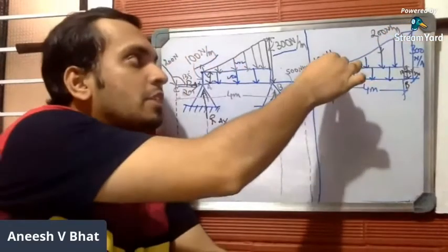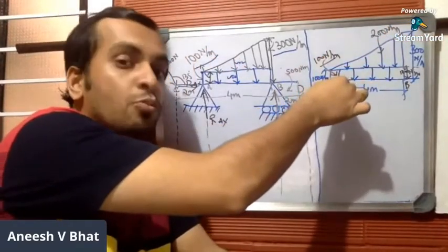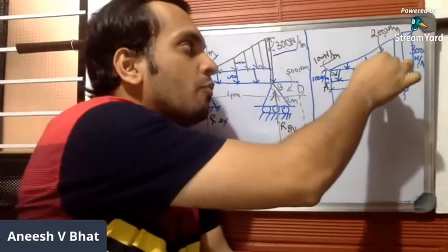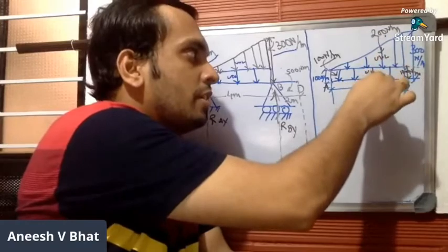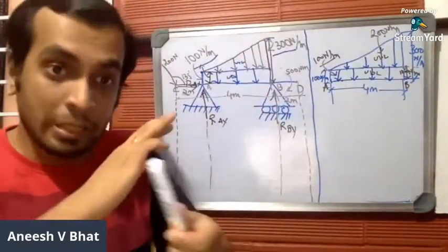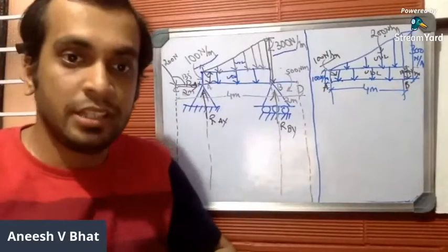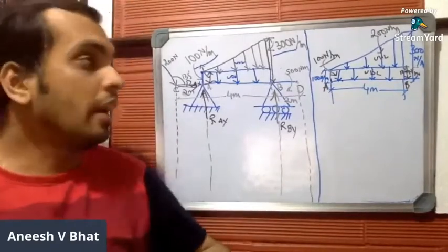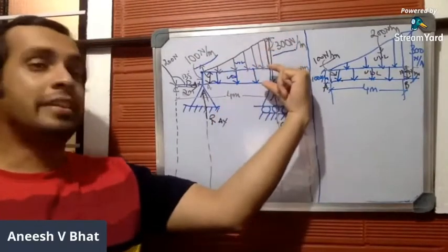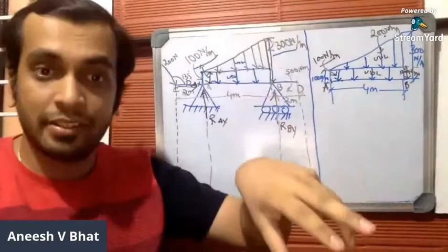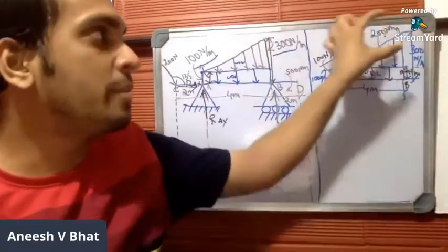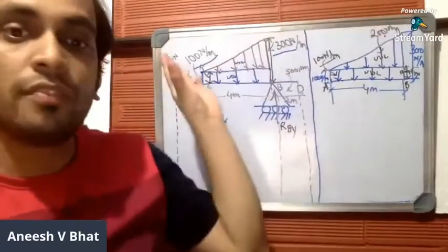So 100 Newton per meter is the rate of load distribution of UDL. 200 Newton per meter is the rate of load distribution of UVL. This is UVL. So when you have a combination of UDL and UVL, just separate it. Separately find the rate of load distribution. 100 is the rate of load distribution of UDL, and 300 minus 100. 300 has 100 included within it, so remove it. 300 minus 100 will be 200, and the rate of load distribution of UVL is 200.